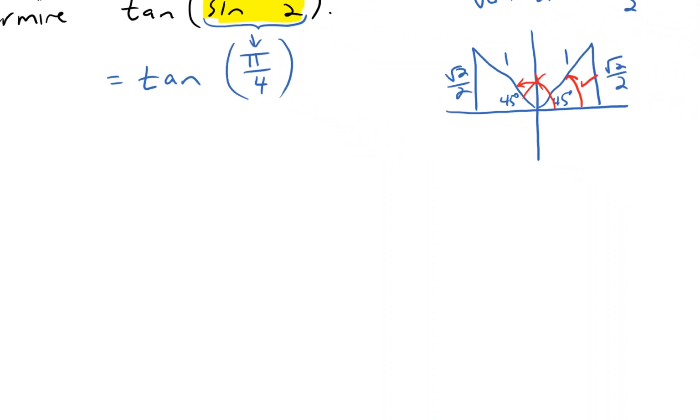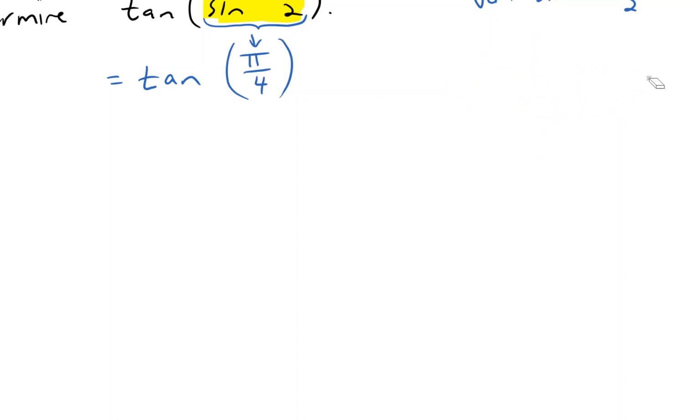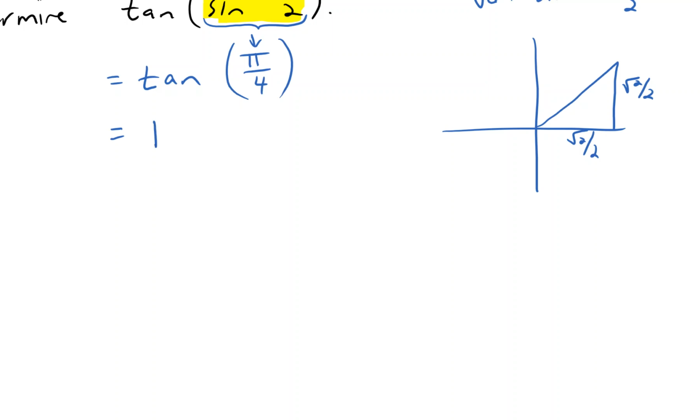Well, pi over 4, if I clean this up, tangent's going to be vertical over horizontal. The vertical side is square root of 2 over 2. The horizontal side is also square root of 2 over 2. So the tangent's going to be vertical divided by horizontal, which will be 1. So the answer to this question is 1.